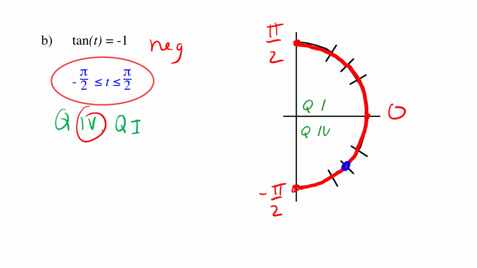So the value we're looking for in quadrant 4, that's at pi over 4, would be 7 pi over 4. Again, that's actually not correct, because we see that it's got to be a negative value between negative pi over 2 and 0. So the coterminal value that's negative is negative pi over 4, and that's the value of t.